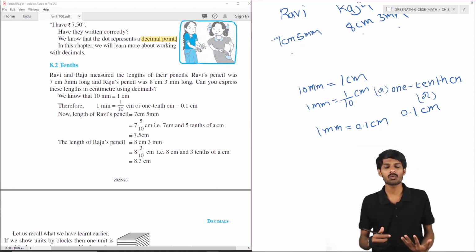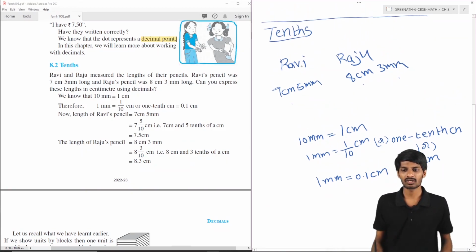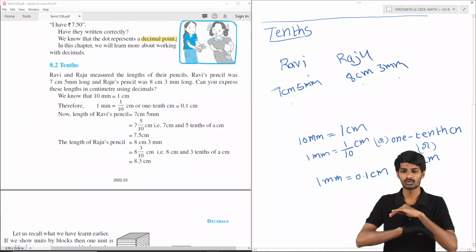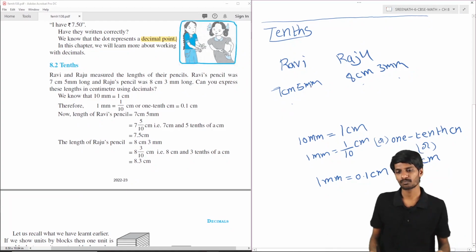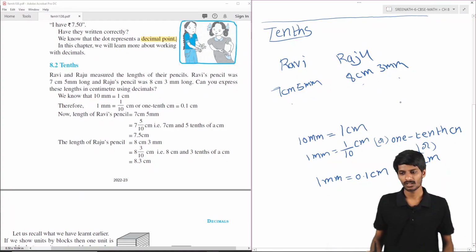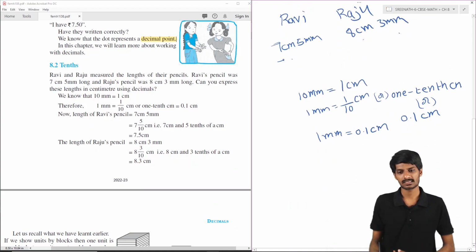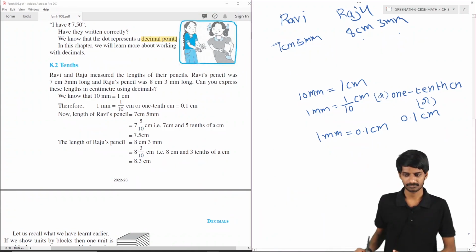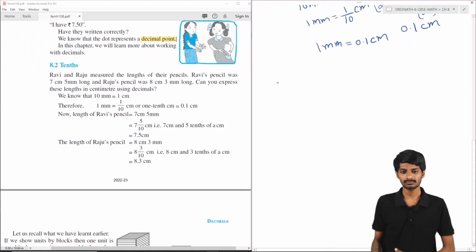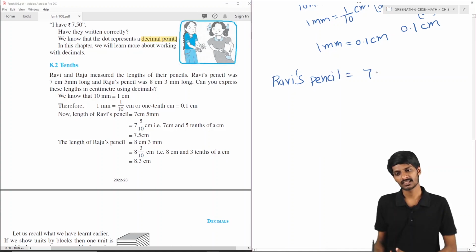Okay, so now we have to express Ravi and Raju's pencil lengths in terms of only centimeters. You need not write the millimeters. Okay, students, you have to just write the centimeters. So now we will find out for Ravi's pencil. What is the length of Ravi's pencil? It is 7 centimeters and 5 millimeters.